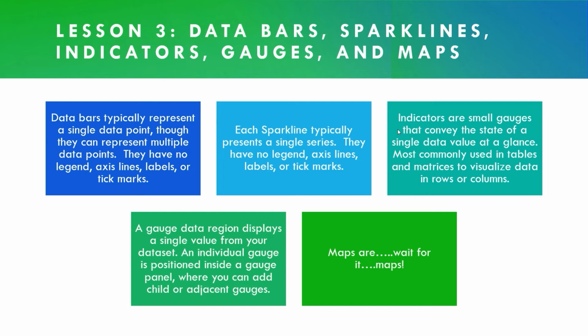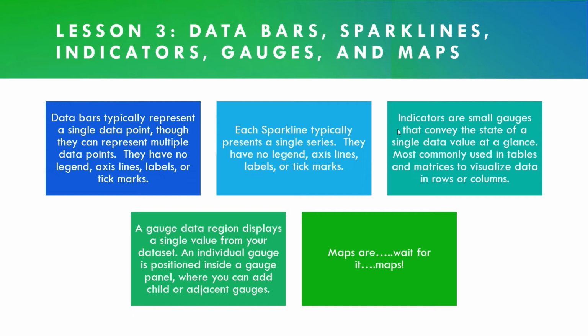So our final lesson in this module is about databars, sparklines, indicators, gauges, and maps. Databars typically represent a single data point. They can represent multiples. They don't have legends, axis lines, labels, or tick marks. Each sparkline typically presents a single series. They also are legendless. Indicators are small gauges that convey the state of a single data value at a glance.